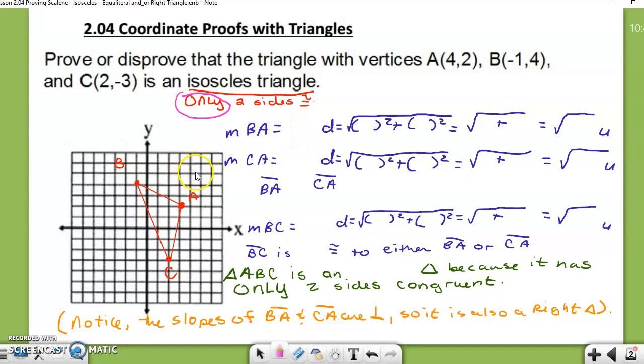All right, so I'm going to get busy on finding the distance of my sides. Now I'm going to use my slopes. Okay, so for BA, I drop 2 and I run 5. That's my slope, and I'm going to use those numbers in my distance formula. So I know that the length of BA is square root of 29 units. Now for CA, I'm going to rise 5.